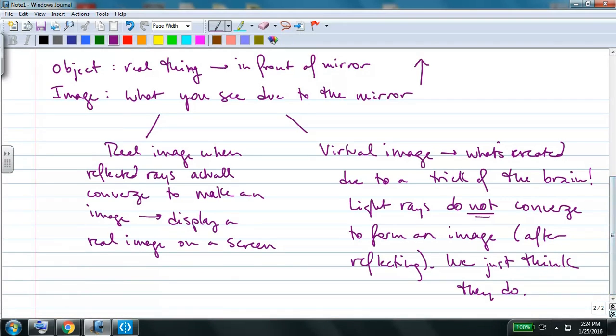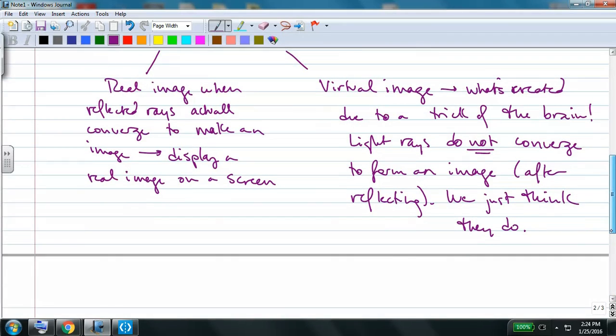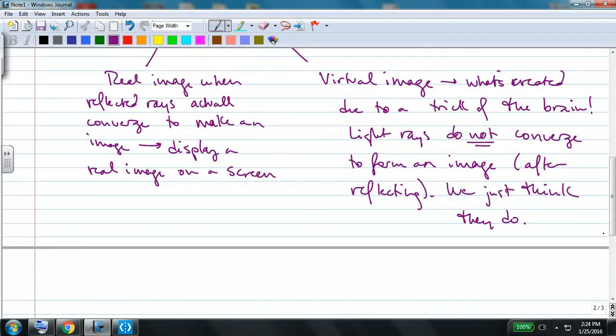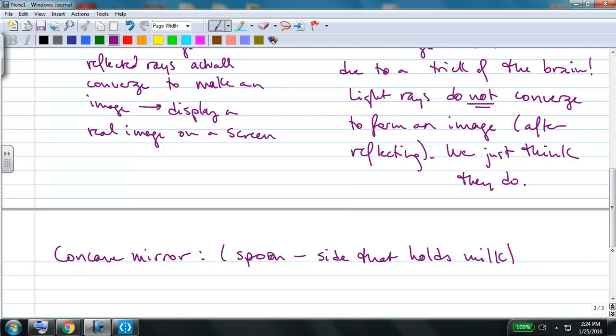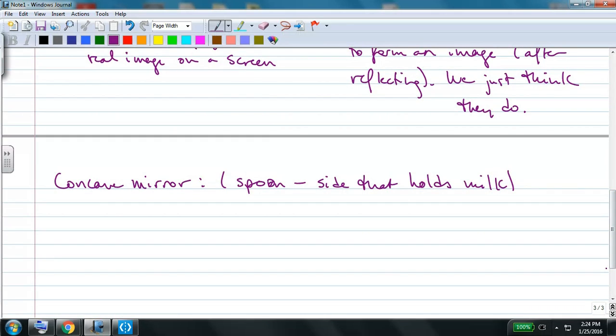Okay, so let's do an example with a concave mirror and convex mirror, and you're going to do it using your spoon. Okay, so start out with a concave mirror with your spoon. Right, that's the side you're looking at the spoon, the side that holds the milk. Okay, see if you can do this. If not, we'll reenact it in class, but it'd be pretty cool if you could do it now.